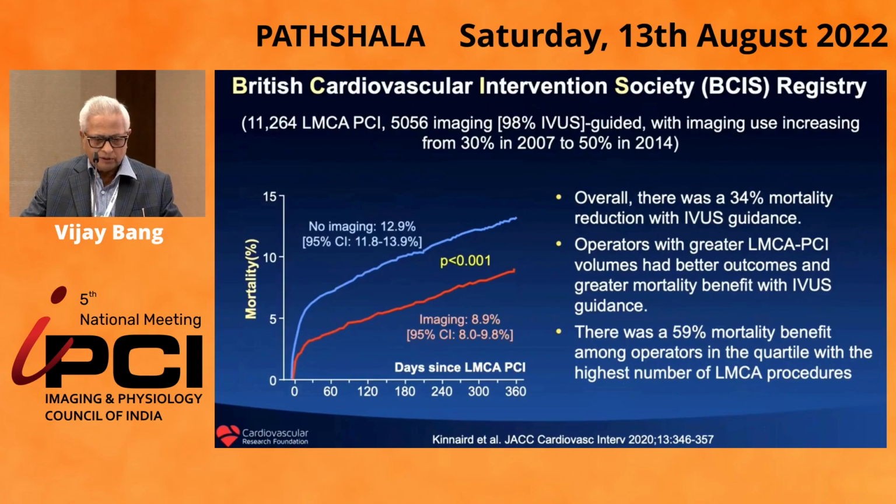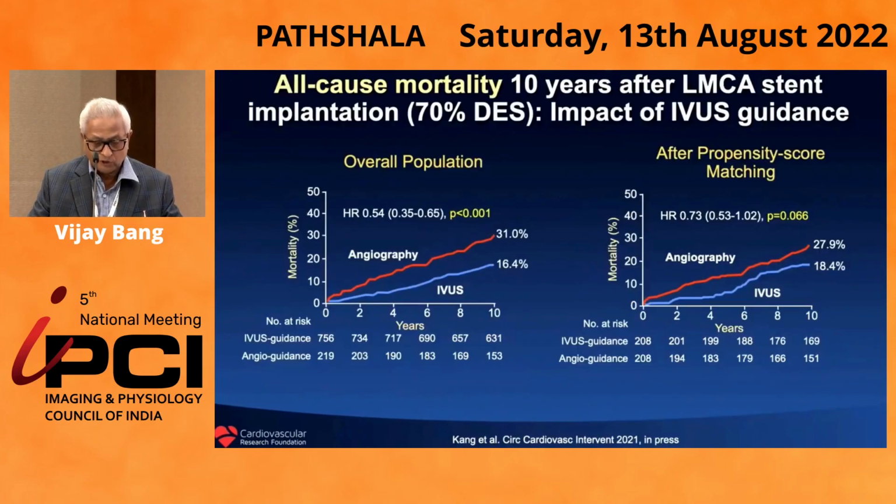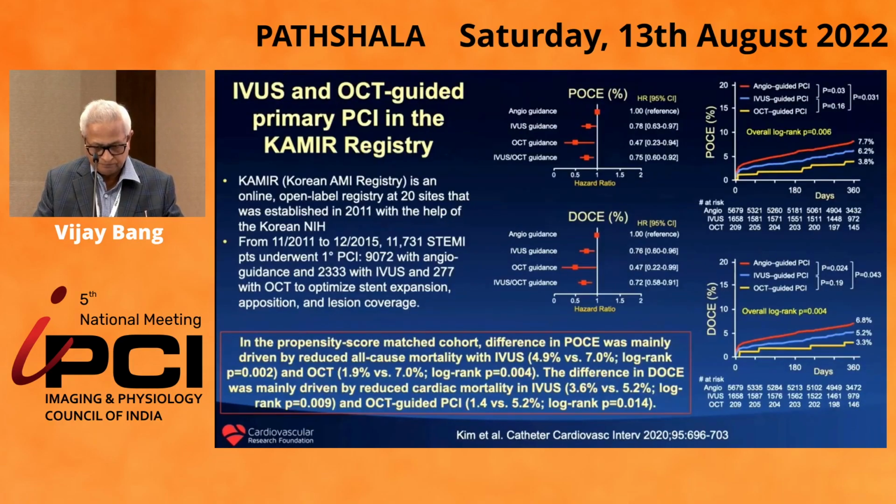Overall, the British Cardiovascular Intervention Society has done a national registry of 11,264 patients who had LMCA PCI, and it suggests that there is a 34% reduction in mortality in the IVUS-guided group. And overall, there is a definite mortality reduction of 50% when the 10 years data is produced. So there is a continuous benefit which is increasing with IVUS-guided PCI.